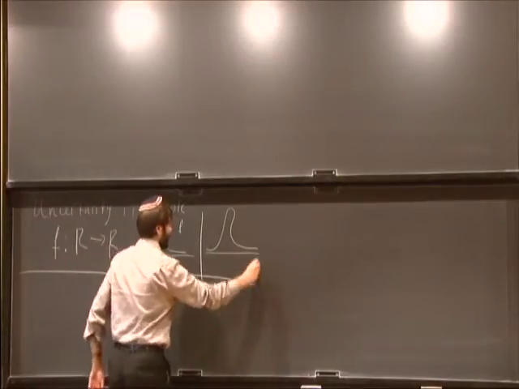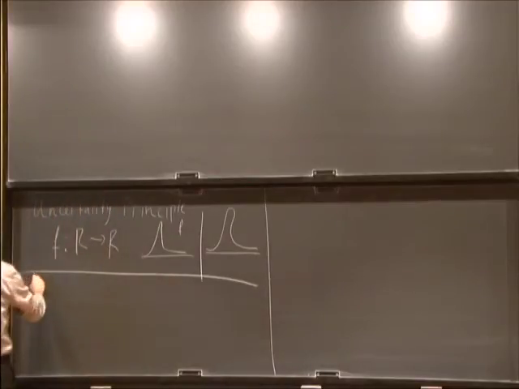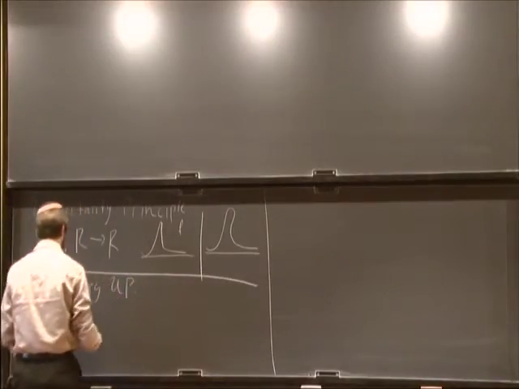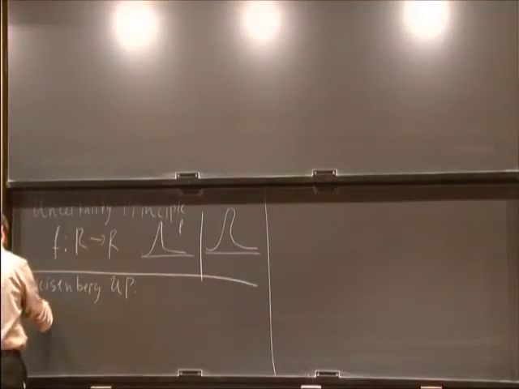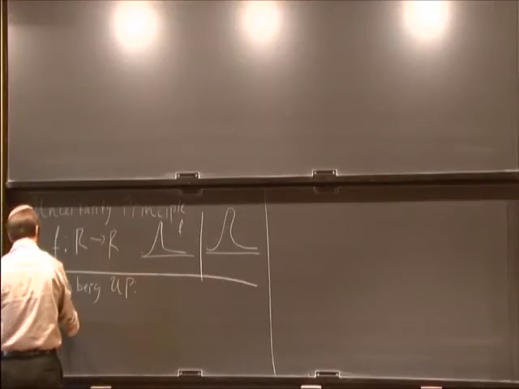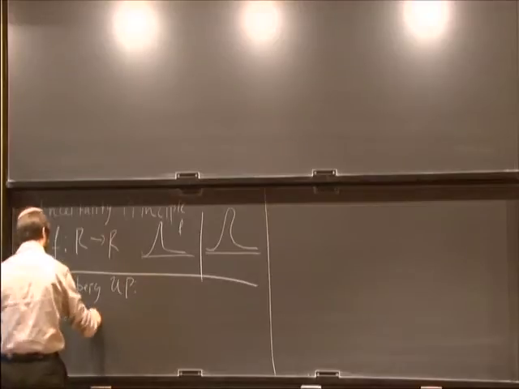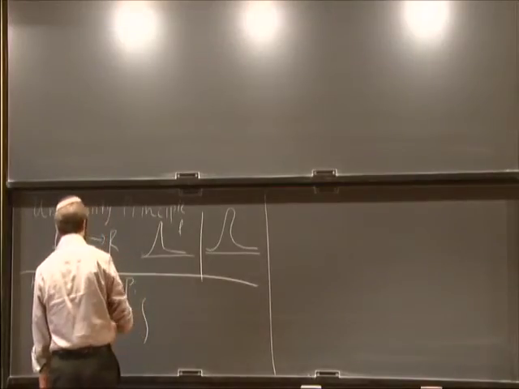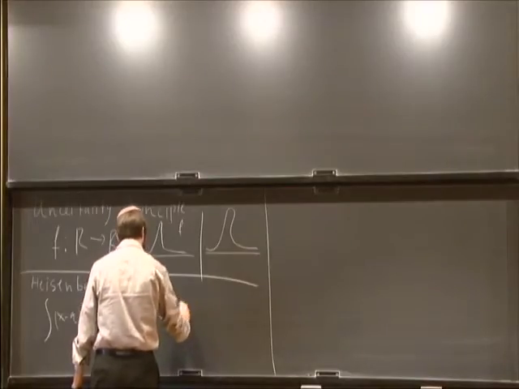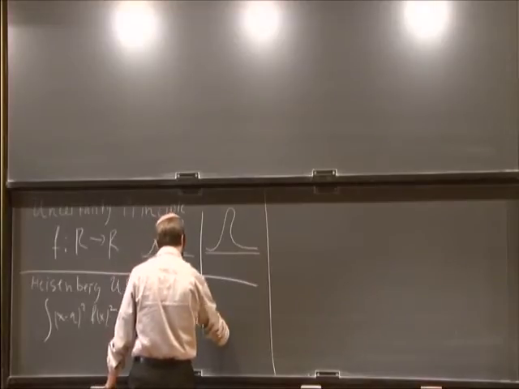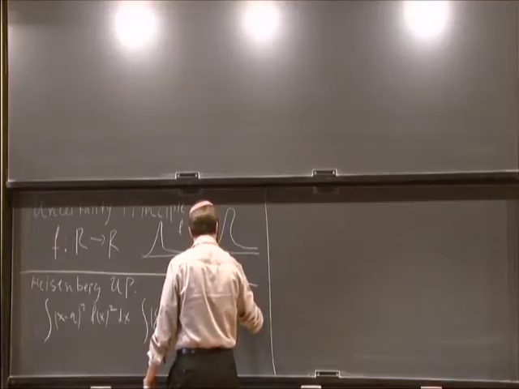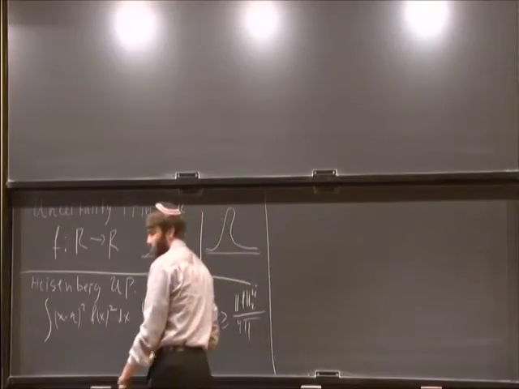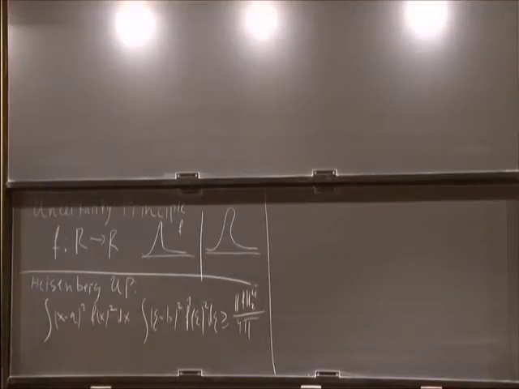The math statement, as stated by the Heisenberg uncertainty principle, is the following. For any good enough function f, the integral of (x minus a) squared times f of x squared dx, times the integral of (c minus b) squared times f hat of c squared dc, is greater or equal to 1 divided by 16 pi squared. I'm not sure about the constant.